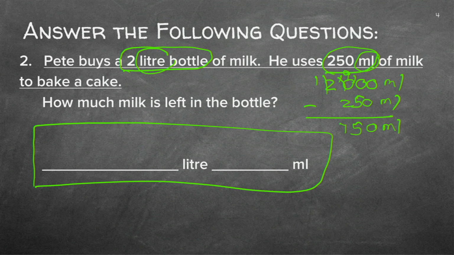Now the question is, how much milk is left in the bottle? We forgot about the 1. 1 minus 0 is equal to 1. So there will be left 1 liter and 750 milliliters.